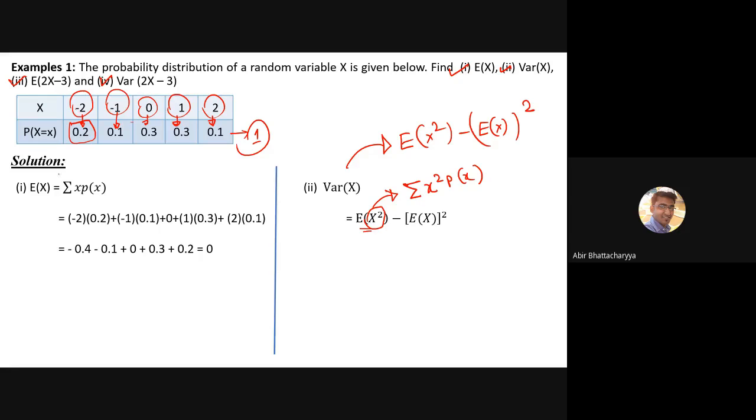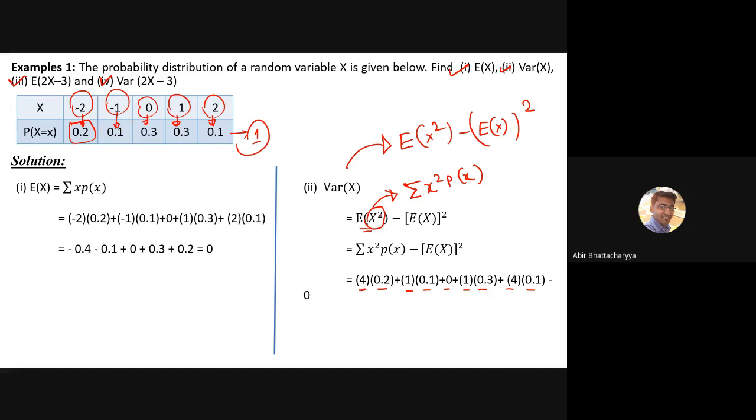X equals minus 2, so what is x squared? X squared is 4. X equals minus 1, what is x squared? X squared is 1. So we will use it. First thing first, we get something like 4: 2 squared is 4 times 0.2, 1 times 0.1, 0 times whatever, 1 times 0.3, 4 times 0.1.